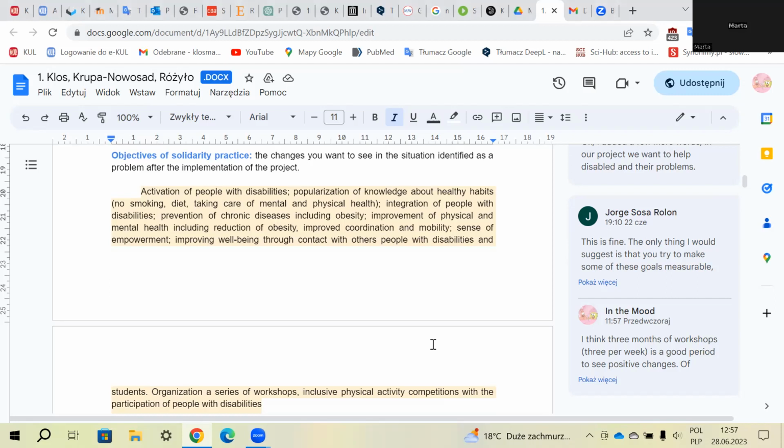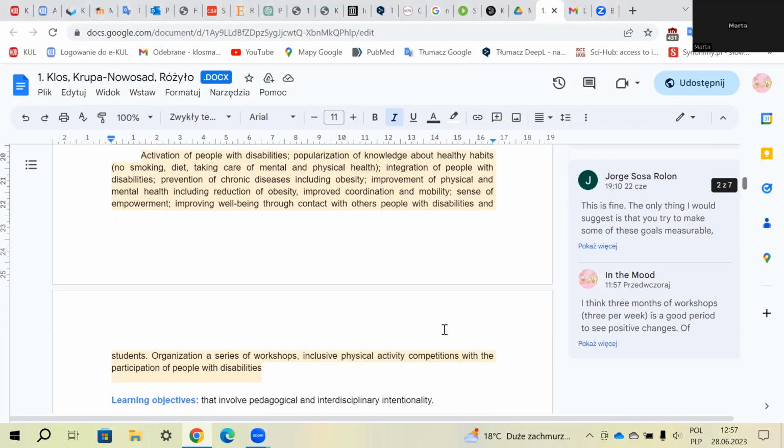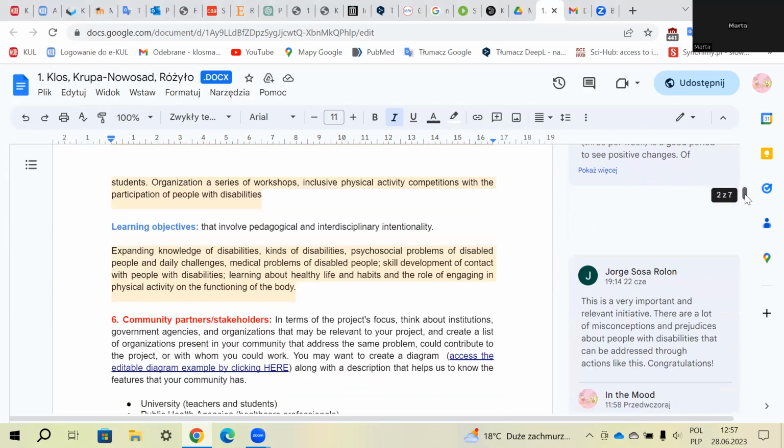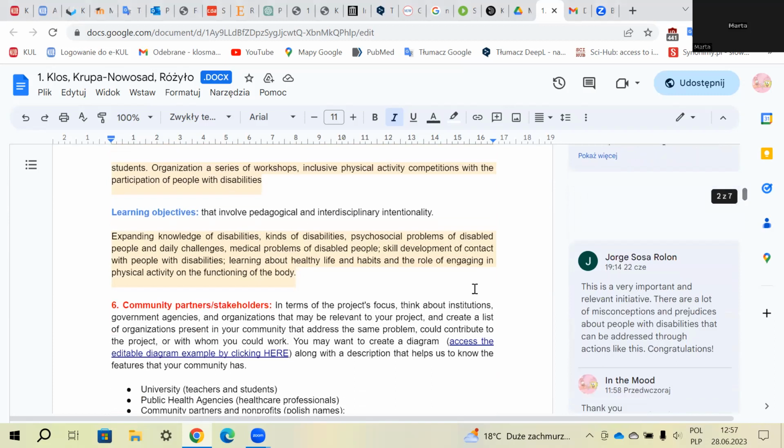Next is integration of people with disabilities, prevention of chronic diseases, improvement of their physical and mental health, including reduction of obesity, increasing coordination, mobility, improving well-being, and more social contacts for disabled people. And that was the objective of solidarity practice.